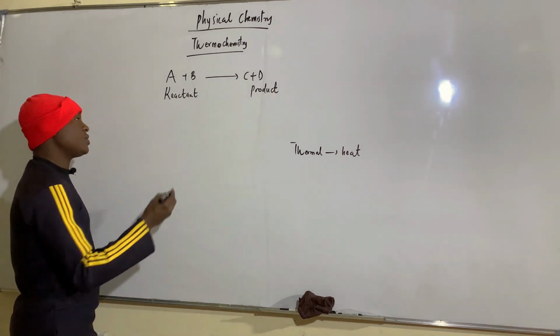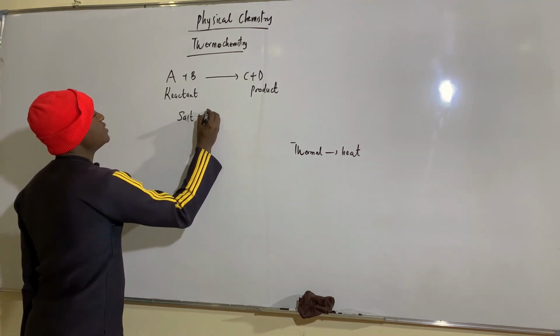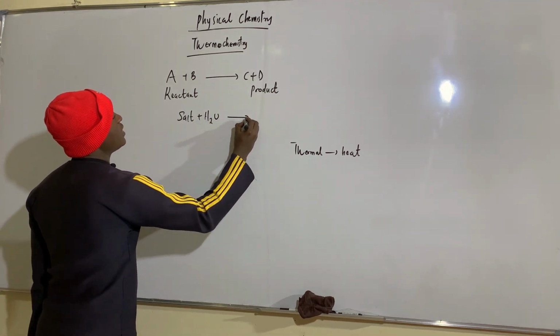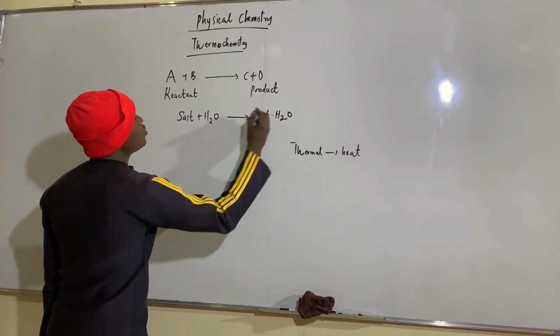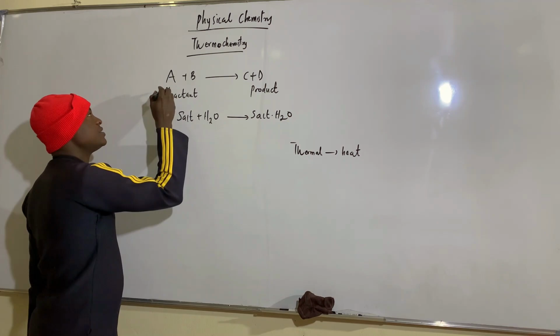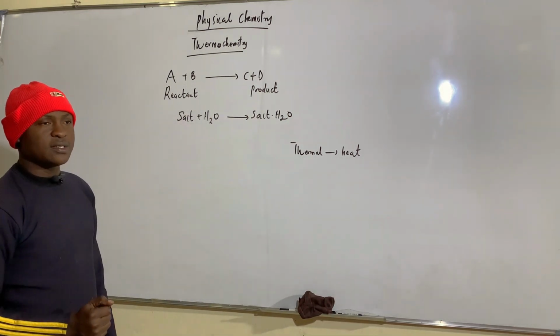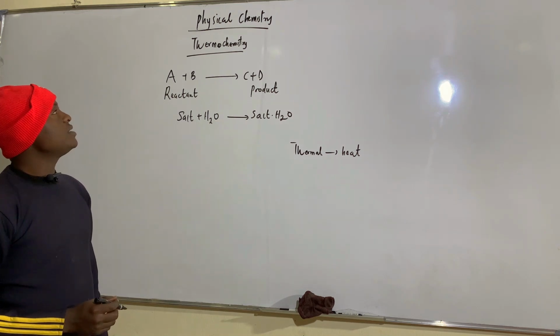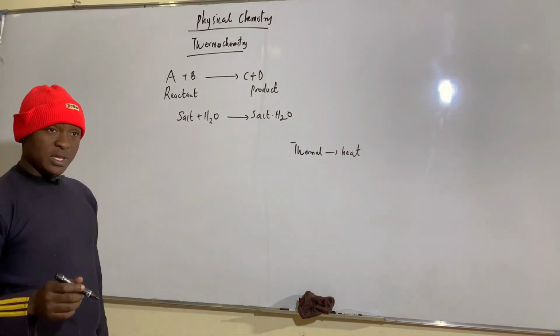Just like if I had salt and water together, I have salt water. What we had together is the reactant, and what we have as a result is the product. I hope you are following, right? In this case, we have a way of how we can reverse equations.